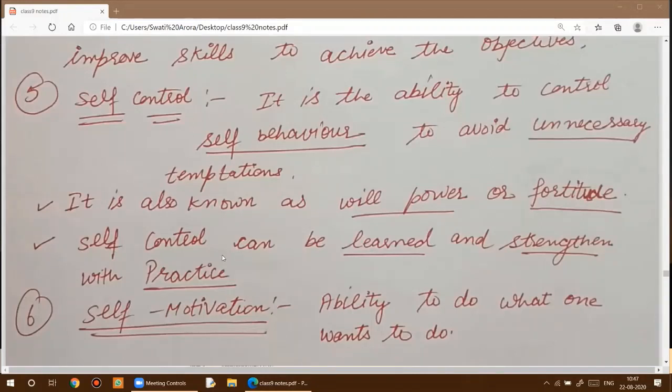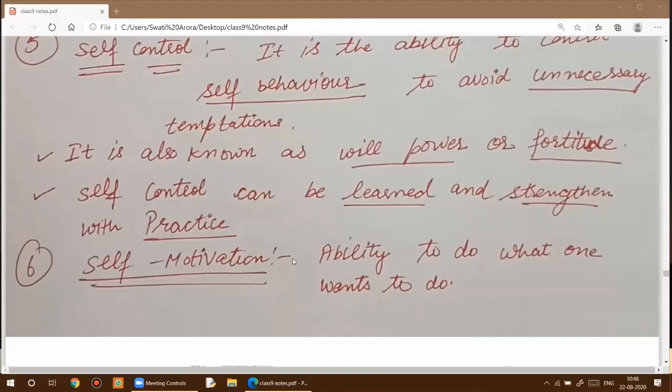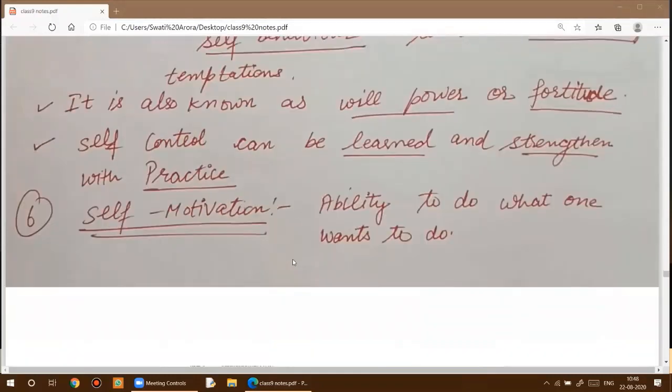Okay. How can you practice self-control? You can practice self-control by meditation. Just talking to yourself can also help you to control yourself. Okay. If you feel I'm unnecessarily getting angry about this thing, then you should guide yourself: I will not be angry next time on this type of thing. So definitely this way you will learn to control yourself and ultimately you will be strengthened with practice. Okay. Next is self-motivation.